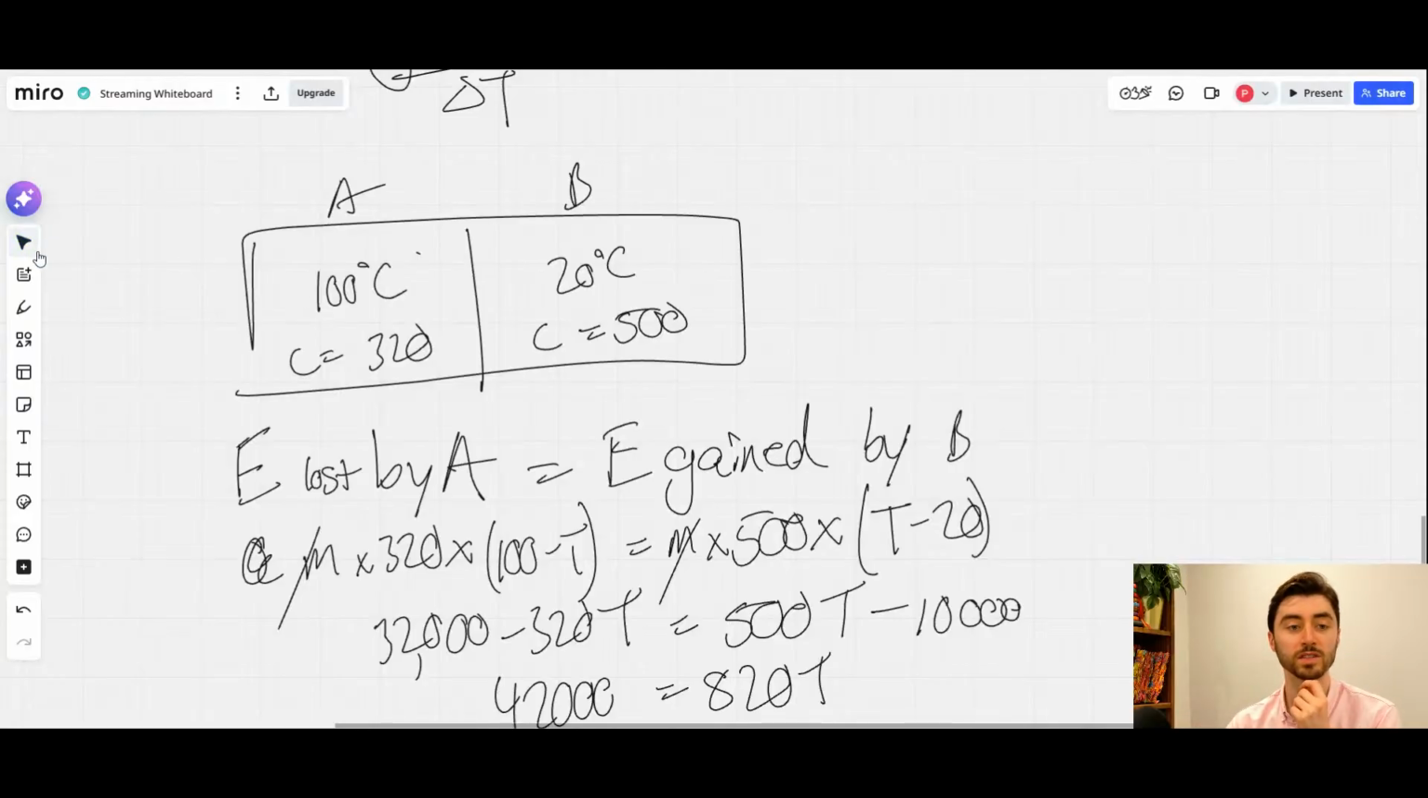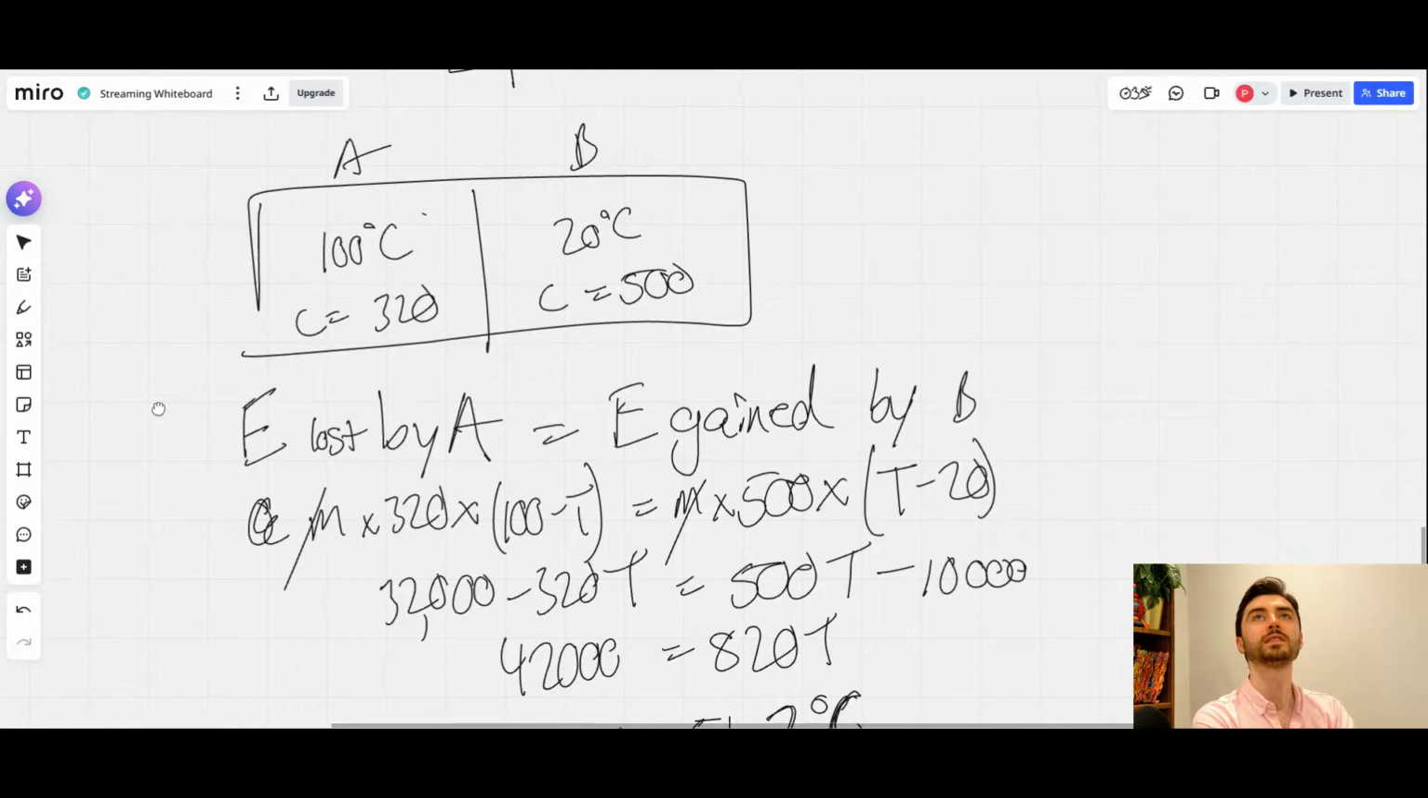So that's one way to think about it. That's why you can also think about specific heat capacity in terms of thermal conduction, right?